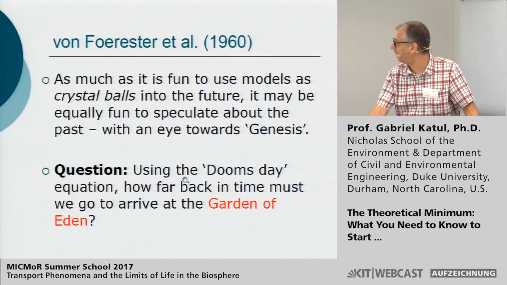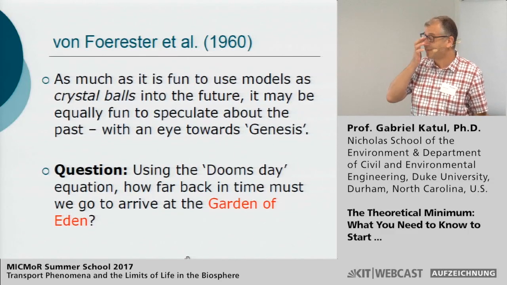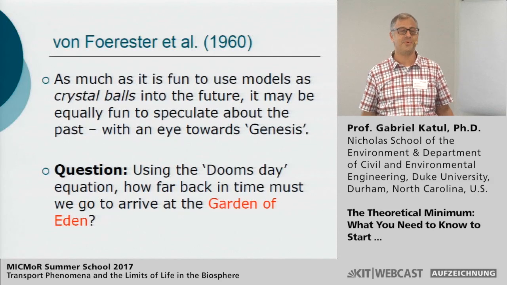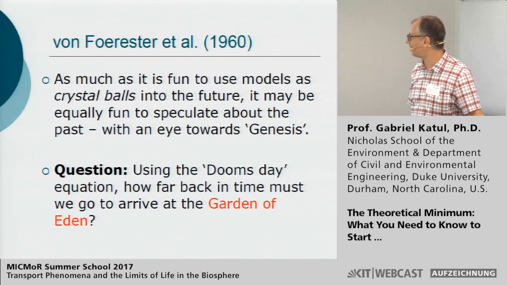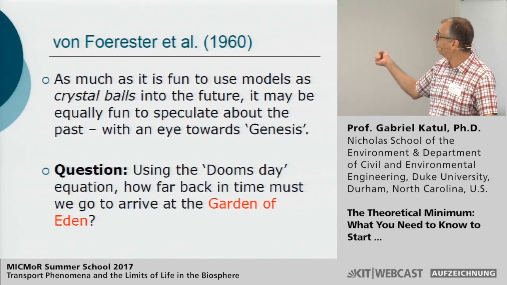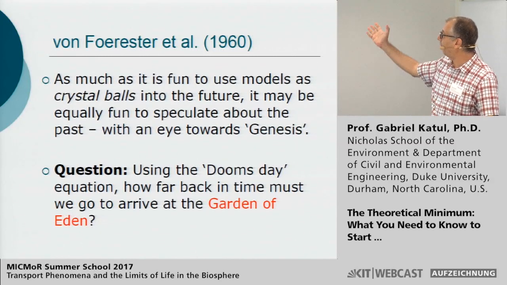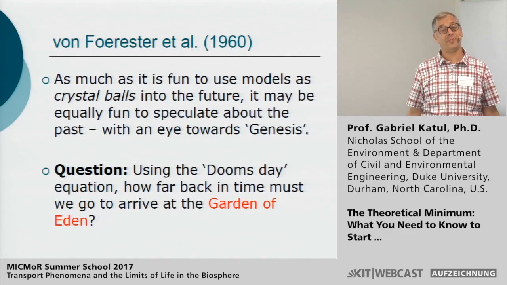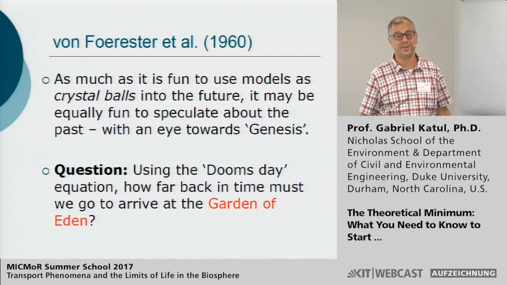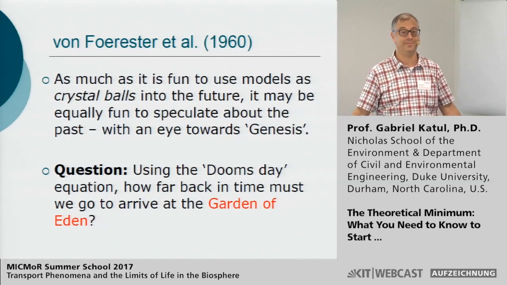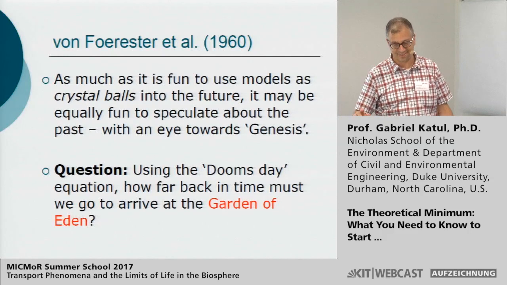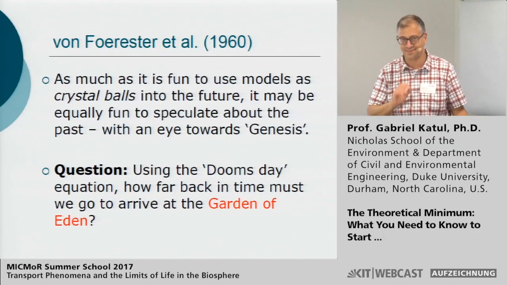So he said, hey, as much as it is fun to use mathematical models to predict the future, it's equally fun to try to go back in the past. And he actually asked an interesting question. He said, if we use the Doomsday equation to go back all the way to the Garden of Eden, how long would it take us? How long would it take us to go back to a population of 2? Time reversal. Clever guy. He did not miss this point.